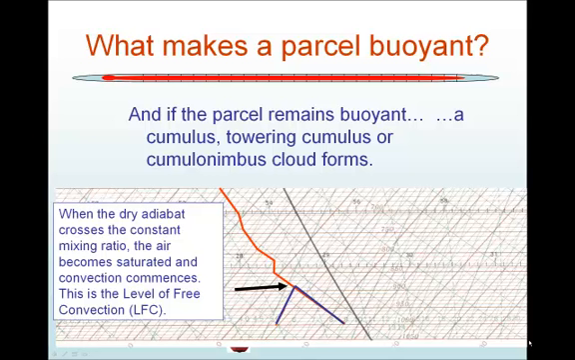When the dry adiabat crosses the constant mixing ratio, the air becomes saturated and convection commences. This is the level of free convection. And if the parcel remains buoyant, a cumulus, towering cumulus, or cumulonimbus cloud forms, because the parcel is now going to proceed along a saturated adiabat.